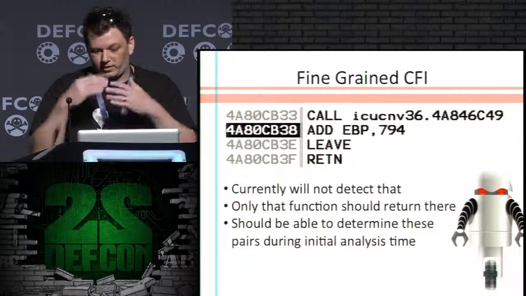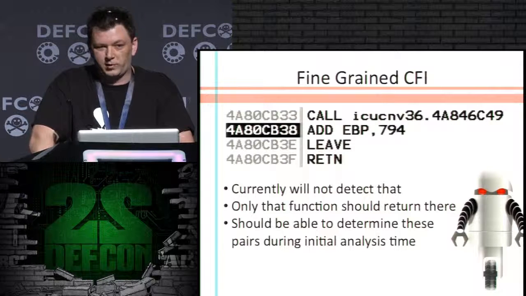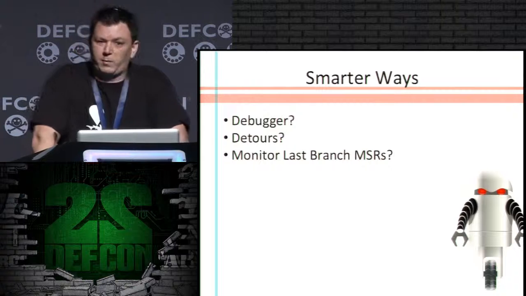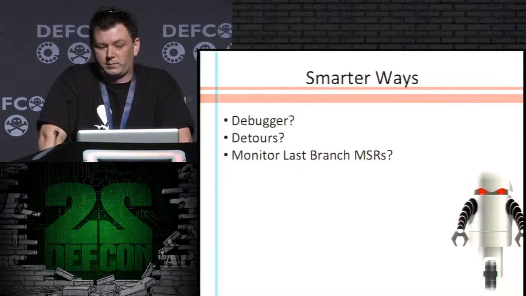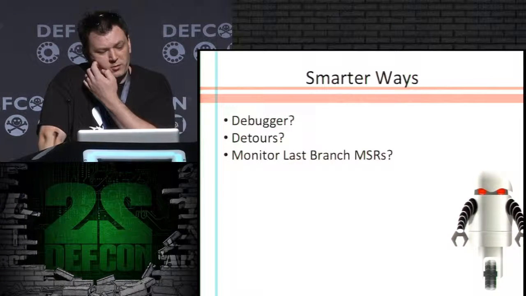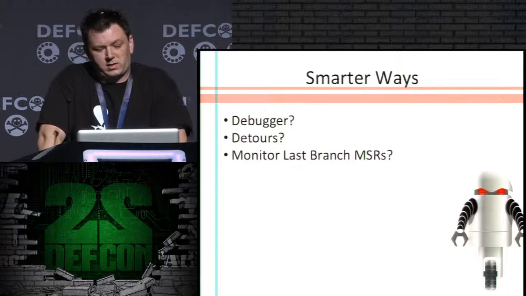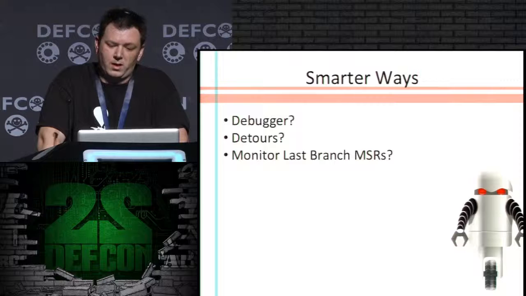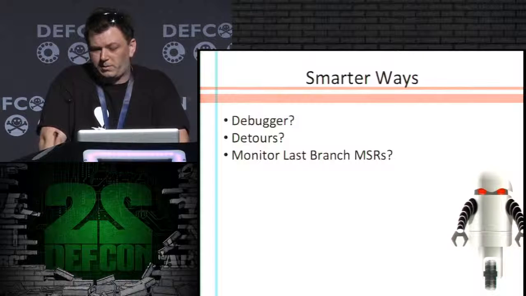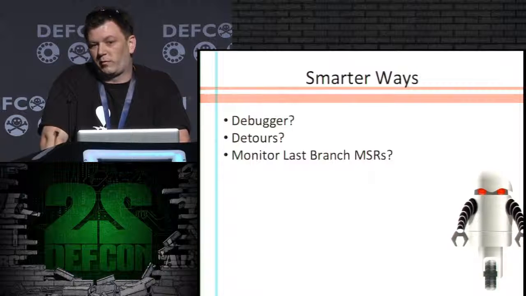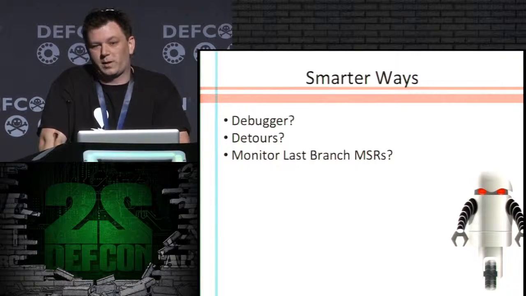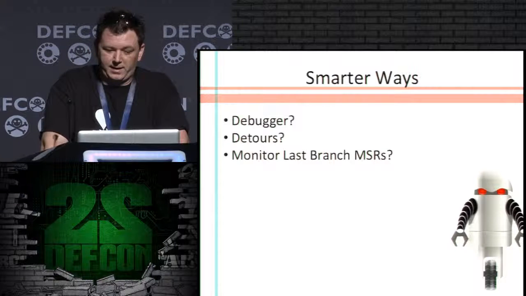So just raising the bar, and then it's their turn to raise the bar. There's probably smarter ways to do this. Maybe do this in a debugger, or Detours. kBouncer in particular, I know, checks the MSRs for the last branch, and that's how they get their performance. Like I said, Pin is pretty slow. It's nice, but it's slow. It's good for proving out a concept, but it's not going to be a prime time tool at this point.